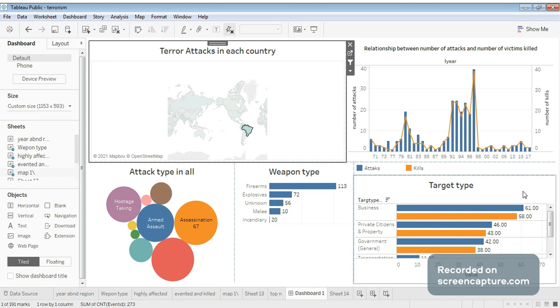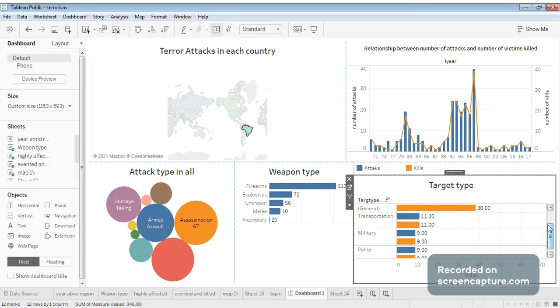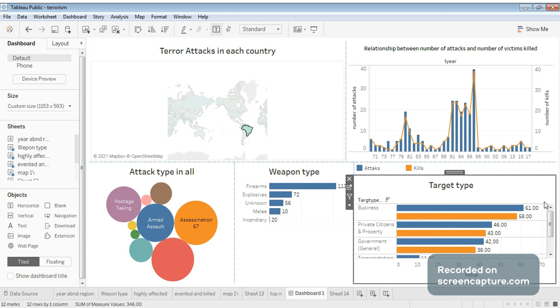And when you come to target type, it shows which class of society was affected the most, and the number represents how many people have faced some issue because of these events. In Brazil, the highest losses or casualties have been faced by the business community, then private citizens, then the government, then military, transportation, and police. It will show the same with every other country.